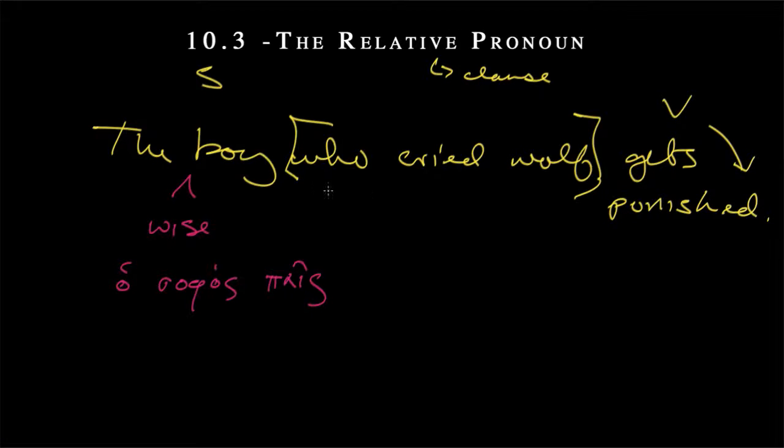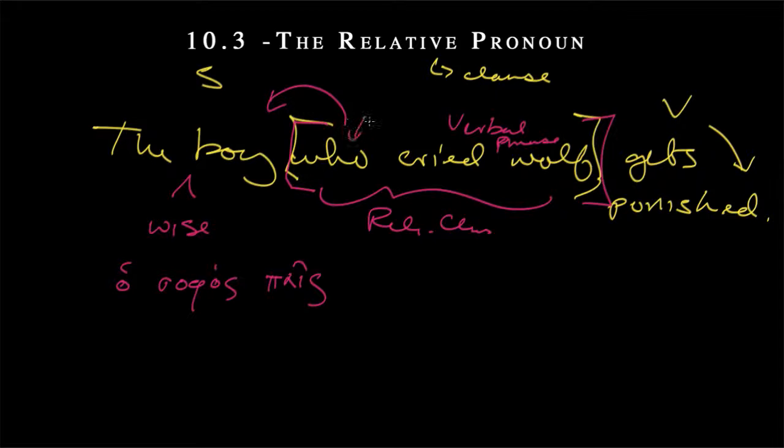But then when it comes to who cried wolf, what we have here is something that refers back to the boy, the who, and then this whole extra phrase that we have. What did he do? Well, he did something. He did this verbal phrase. He cried wolf. So what we're doing here is giving more information about the boy. This, what we have here, is our relative clause. And this who is our relative pronoun that starts that clause. The boy who cried wolf.